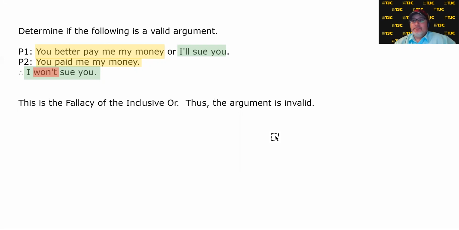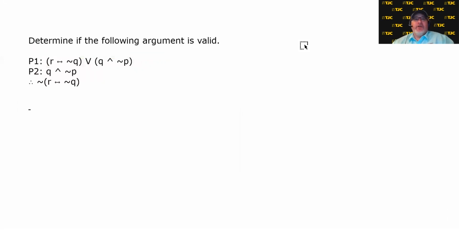I don't know. Let's take a look at one that's already symbolic in nature. Determine if the following argument is valid. Look at that mess of stuff. Premise one, R biconditional negation Q, or Q and negation P. Premise two, Q and negation P. Well, didn't I just say that? Conclusion, the negation of R biconditional negation Q.